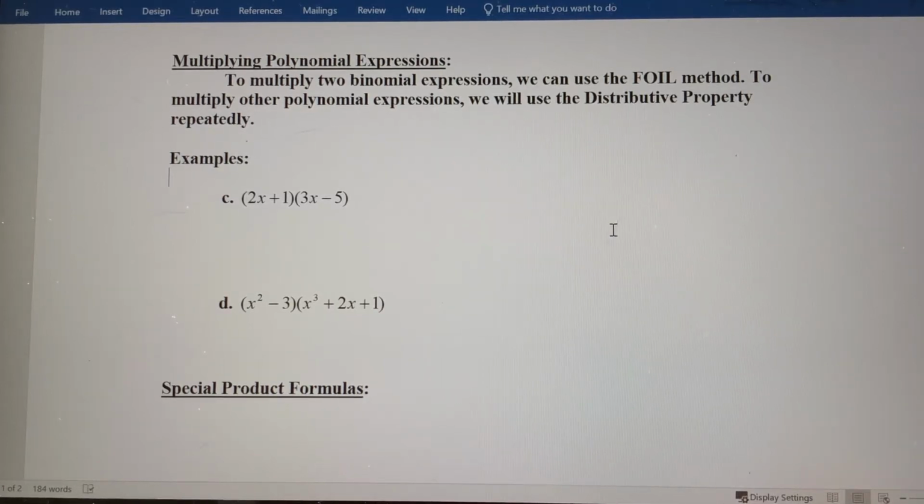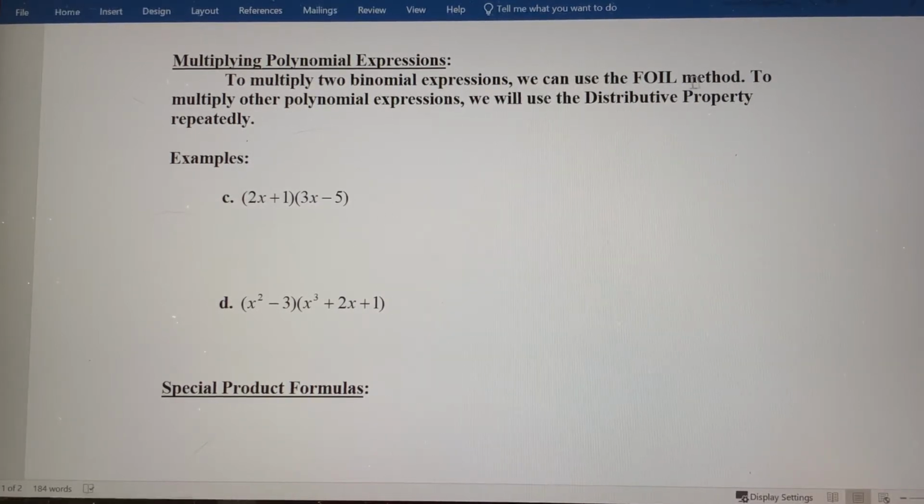In this video, we're going to continue the 1.3a notes page, and we're going to multiply polynomial expressions. In example C here, we've got a binomial times a binomial. They both have two terms, so we refer to those as binomials. In example D, we've got a binomial times a trinomial.